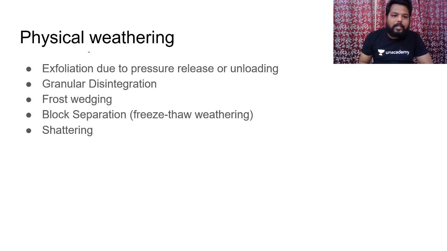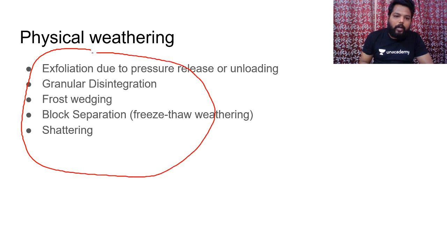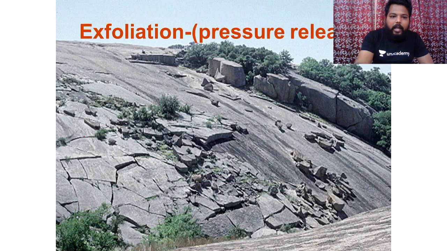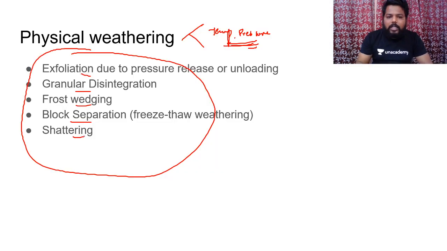See, there are some processes of physical weathering. What are the things which I have said in physical weathering? It is temperature and also pressure which would be involved in the process. Like first one, exfoliation, granular disintegration, frost wedging, block separation, shattering. If you look at all these physical weathering processes, I'll share an example with you.